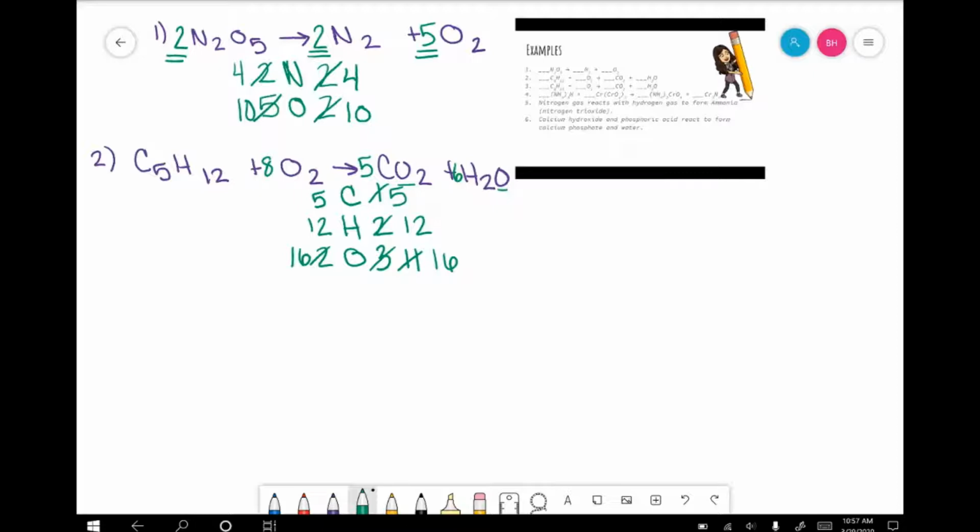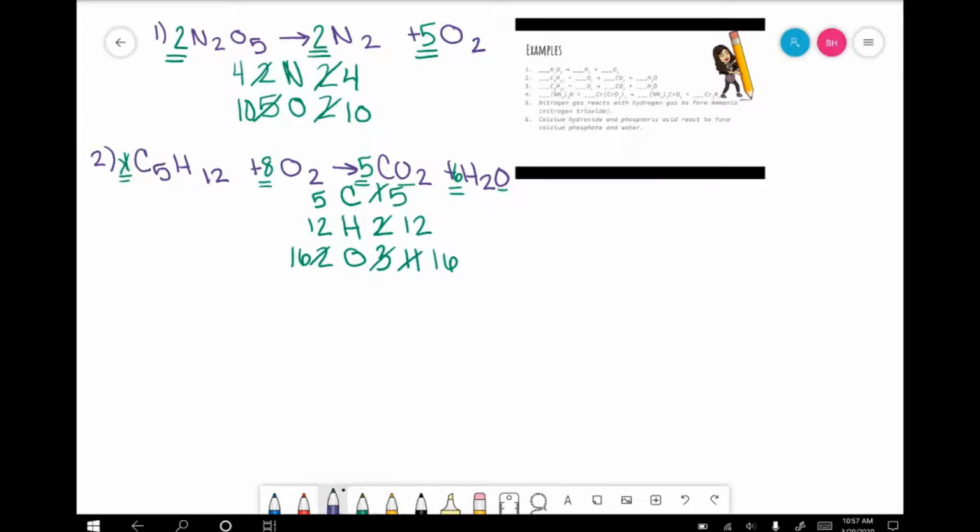So again, even though there's no coefficient over here, we do have a coefficient of 1, but we don't put it because that would be redundant. And we have 8, 5, and 6. So those are my coefficients that are added to that reaction to balance it.